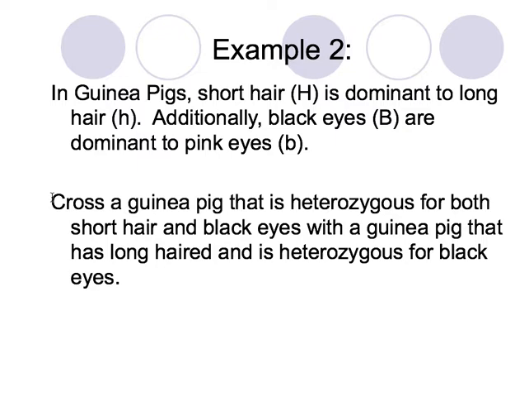So anyway, we're going to cross a guinea pig that is heterozygous for short hair and black eyes, with a guinea pig that has long hair and is heterozygous for black eyes. So I'm pretty sure we're going to have to come up with some gametes here.